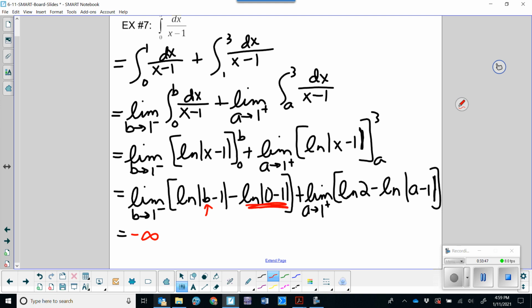So this integral diverges. It doesn't actually matter what happens on the right because this one diverged. So it's plus whatever, irrelevant, it diverges, okay? Because this limit, the first one, was an infinite limit, then it doesn't matter what happens on the right, because they have to both converge for the integral to converge. Okay, so since one diverges, we're done.